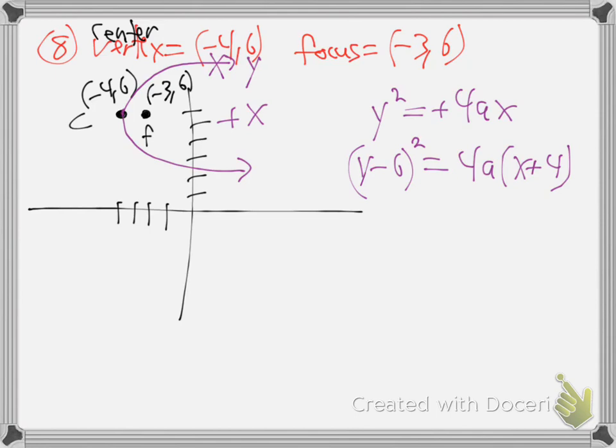One more thing. We need a. So they want the actual equation now. So we need to find a. How can we find a? What is a? It's the jump, the distance from the center to the focus point. How far is that? 1. A is 1. So this is y minus 6 squared is 4 times 1, or just 4, x plus 4. There's the equation. See how we did that?